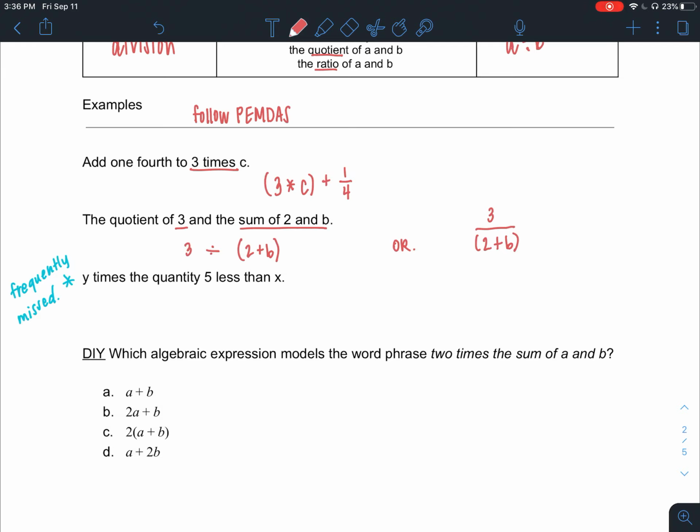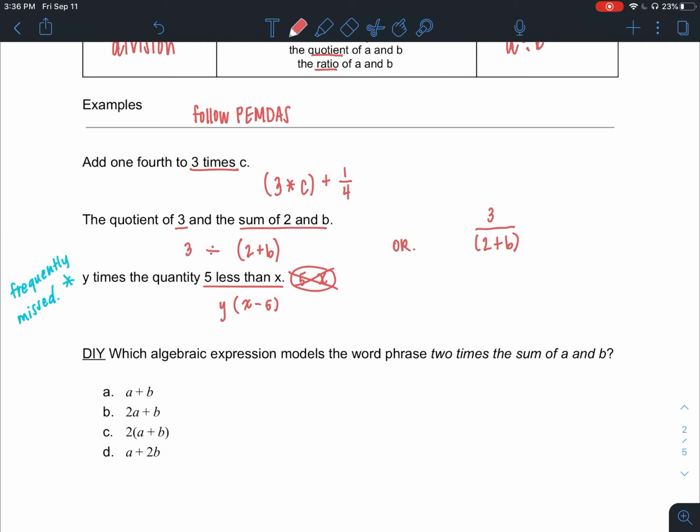This next one here is going to be frequently missed because of the verbiage of it. It says y times the quantity 5 less than x. 5 less than x is the hard part. It does not mean x minus 5. Oh wait, dang it. It doesn't mean 5 minus x. That is incorrect. That's what a lot of people will do. But what that means is we have x and we want 5 less than x. So that's actually x minus 5. And we're doing y times that quantity. So there is our answer.